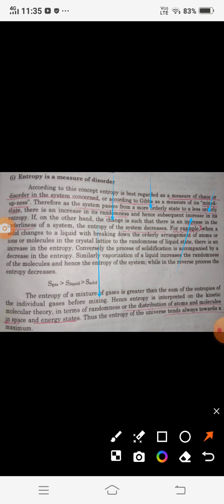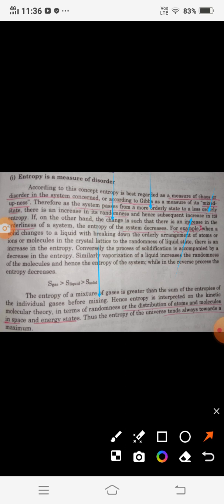So we can say that entropy is interpreted in the kinetic molecular theory in terms of randomness, because we have learned that entropy is the randomness of the system. The distribution of atoms and molecules in space and energy states is discussed, where the entropy of the gaseous state is more than the liquid, and the liquid is more than the solid. As you know, the arrangement of a solid is highly organized, liquid is less, and gas has the least arranged molecules.